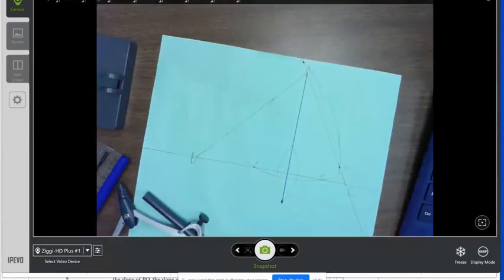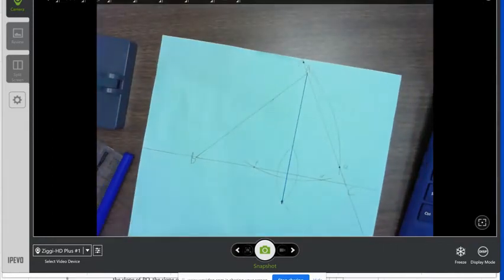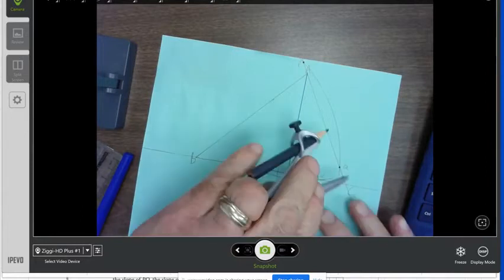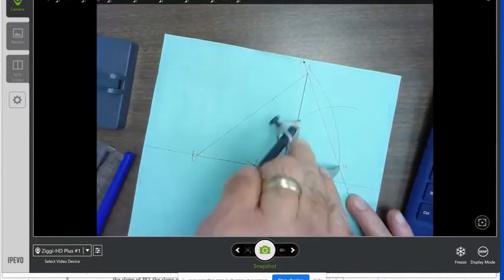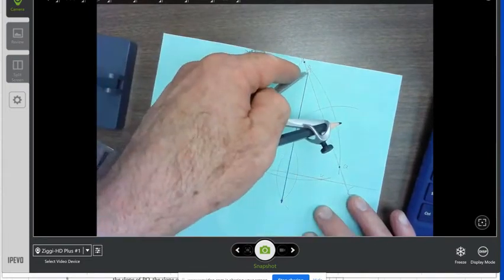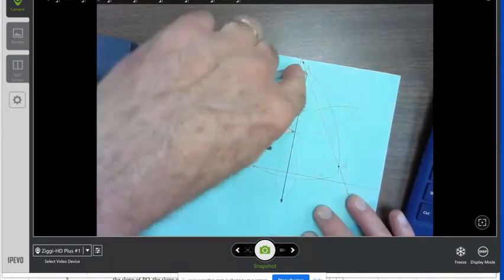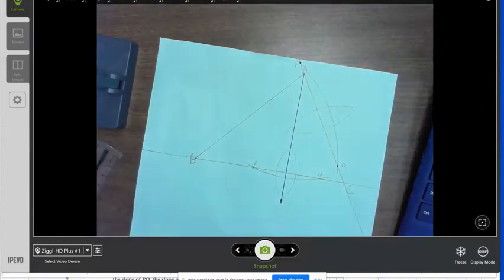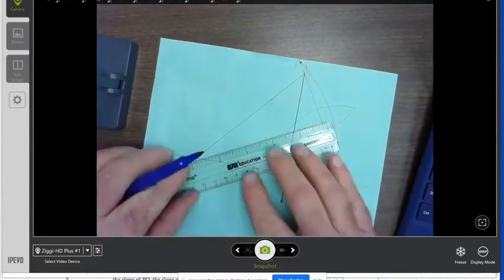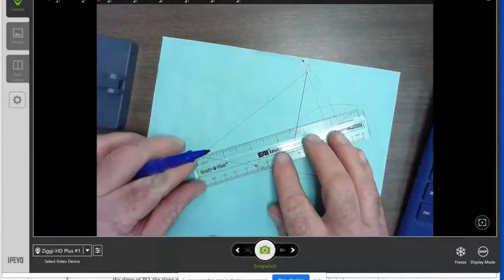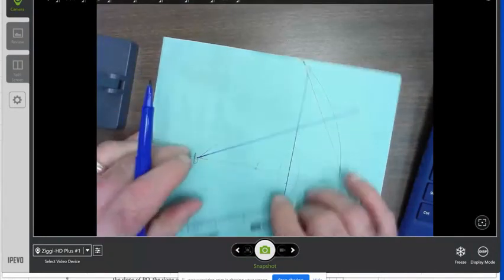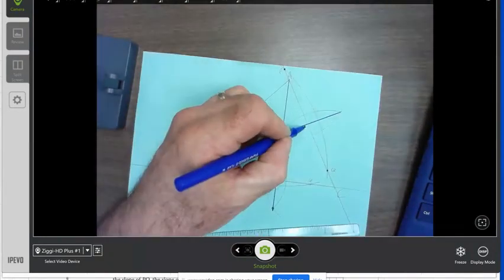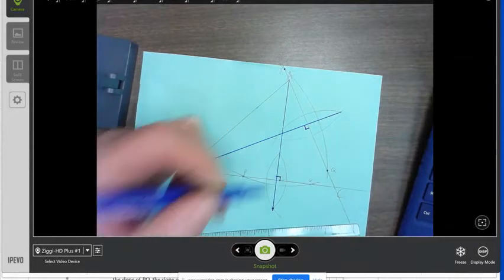And now what I do is I construct the perpendicular bisector of PQ. And then draw the line that goes through those, and it should also pass right through B. So there's the altitude that goes through point B. Notice that it's forming a right angle right there. This one formed a right angle there.